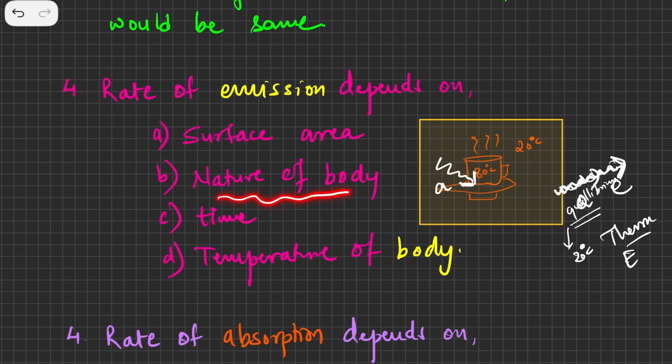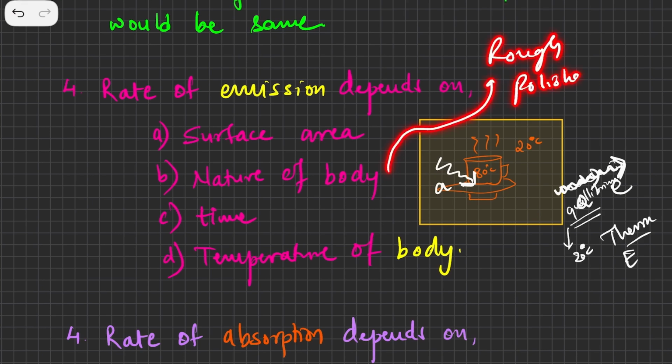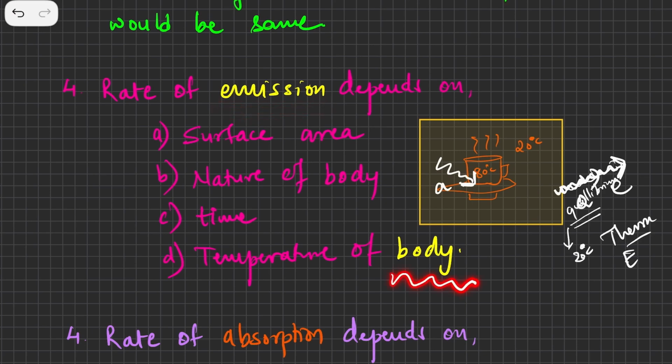Then it also depends on the nature of the body, and when I say nature, I mean whether it is rough or polished. Third is time, how much time we are considering this experiment to be done. And the most important, the most confusing part is that the rate of emission depends on the temperature of the body, and it does not depend on the temperature of the surrounding. So the rate of emission does not depend on the surrounding. It depends on the temperature of the body only.